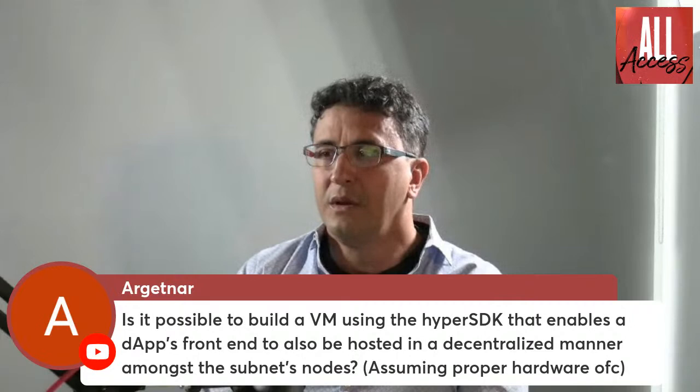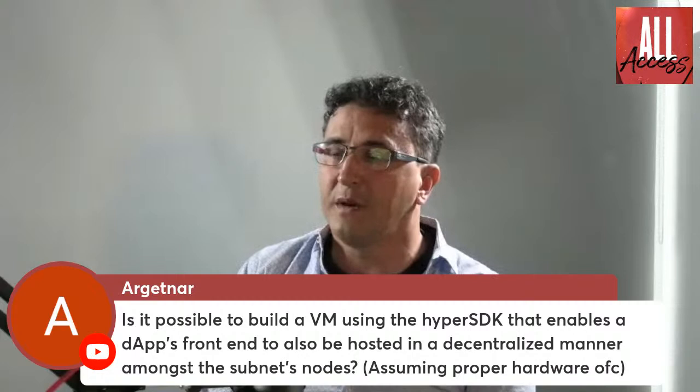Is it possible to build a VM using the HyperSDK that enables a dApp's front end to also be hosted in a decentralized manner among the subnet's nodes? Absolutely. That's just storage of the front end JS stuff. And you could totally do this. There's nothing holding you back. Create a dynamic subnet, force all the validators to hold the front end JavaScript code and serve it out of them. And maybe make those validators act as web servers.